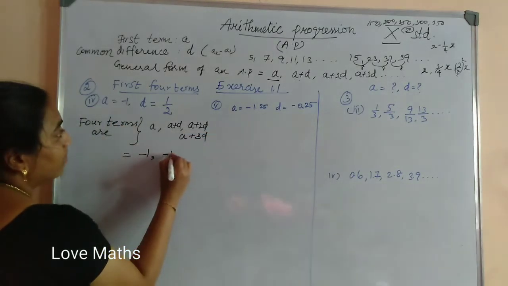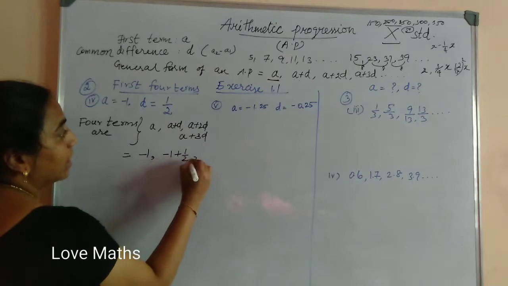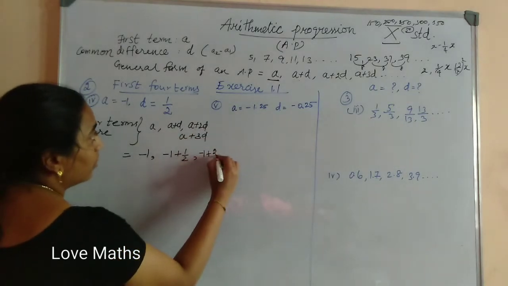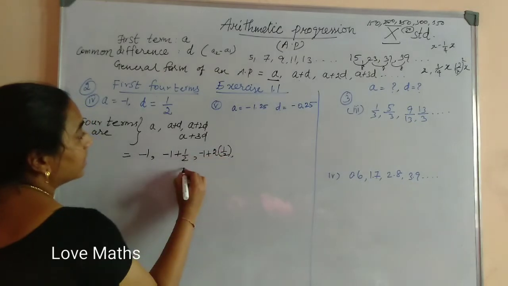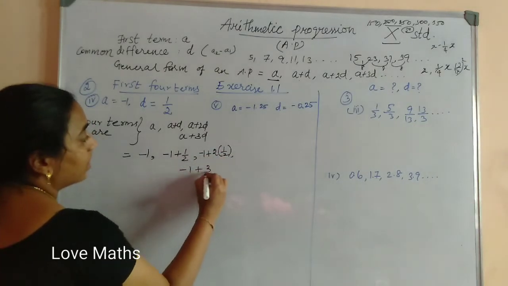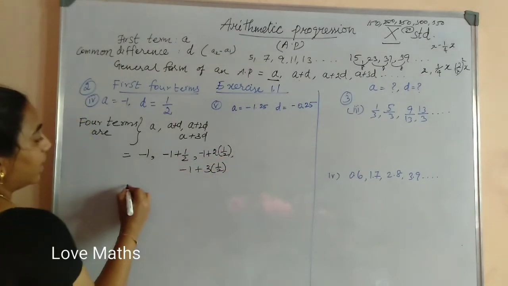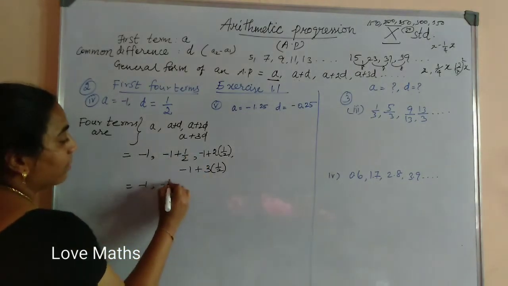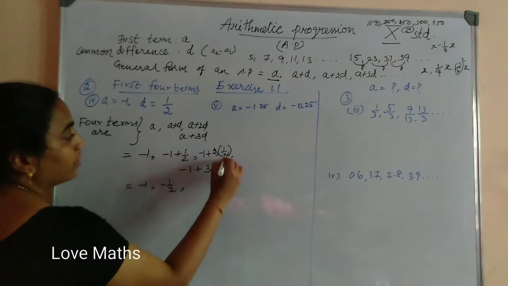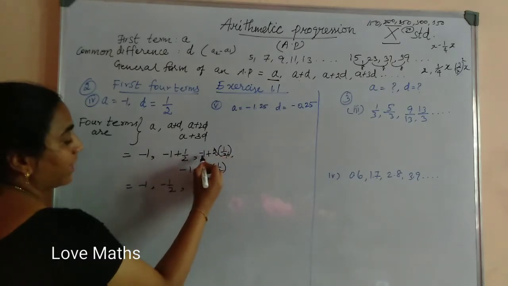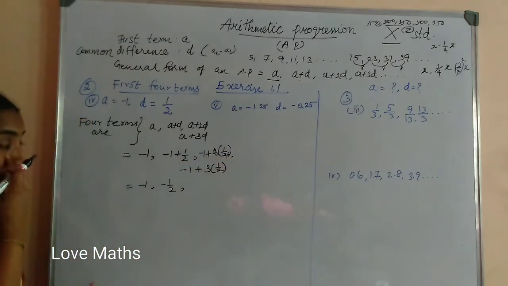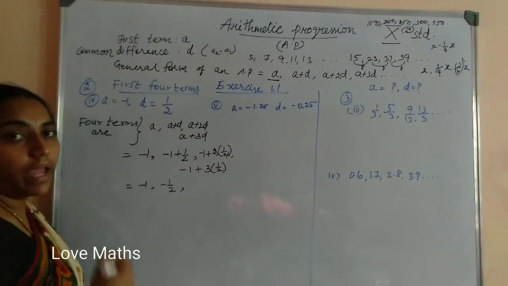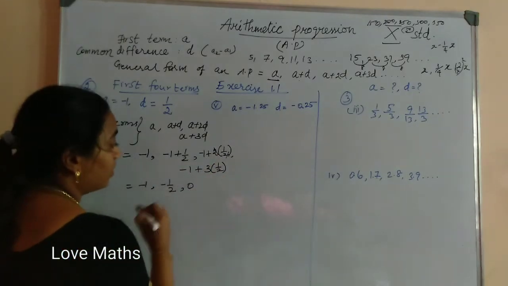Next, A plus D means minus 1 plus 1 by 2. Next, A plus 2D means minus 1 plus 2 into 1 by 2. Next, minus 1 plus 3 into 1 by 2. Minus 1 plus 1 by 2 means minus is greater, so minus half. Next, 2 and 2 cancel, so minus 1 plus 1 is 0. Minus 1 means loss, plus 1 means gain. If I have 1 rupee and lose 1 rupee, the answer will be 0.